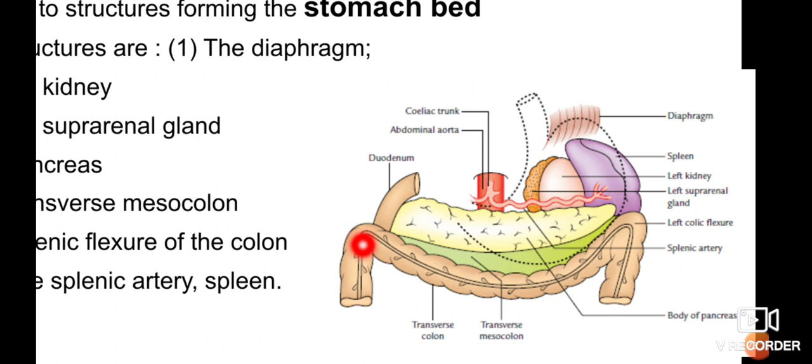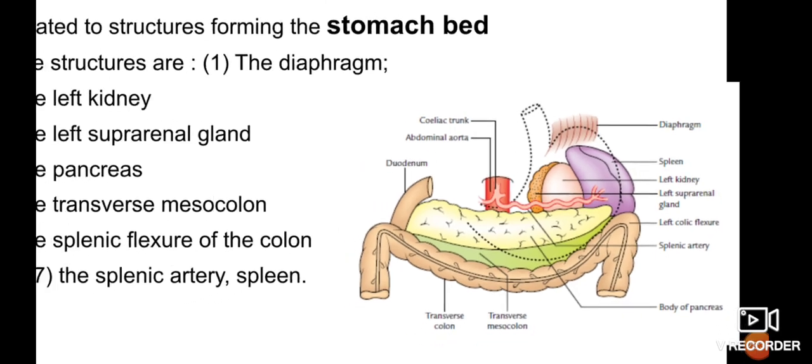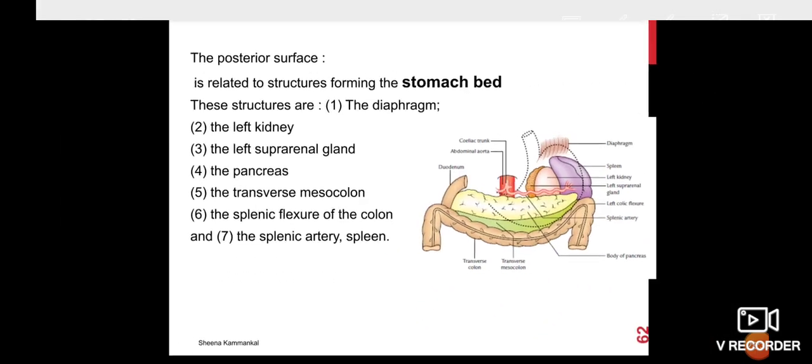This transverse colon is bending at two areas, one at the area of the liver, which is called hepatic flexure, the other at the area of the spleen, which is called splenic flexure. The splenic flexure comes behind the stomach. So these are the structures that form the stomach bed.